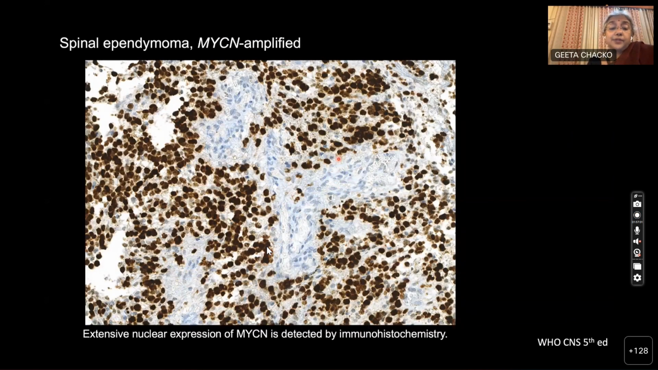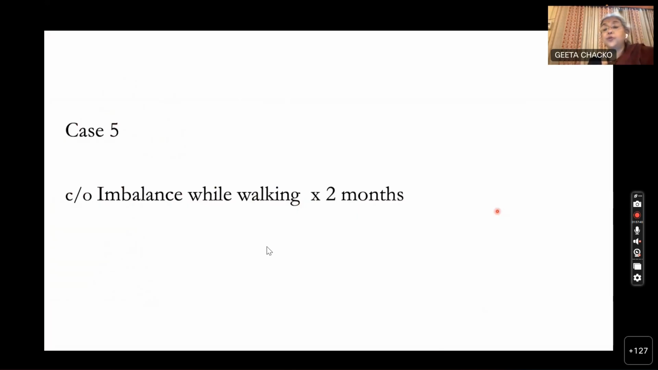And now there is a nuclear marker available by immunohistochemistry, which is a surrogate for MYCN amplification. So, Dr. Tejpal, would you comment on the others and this tumor?